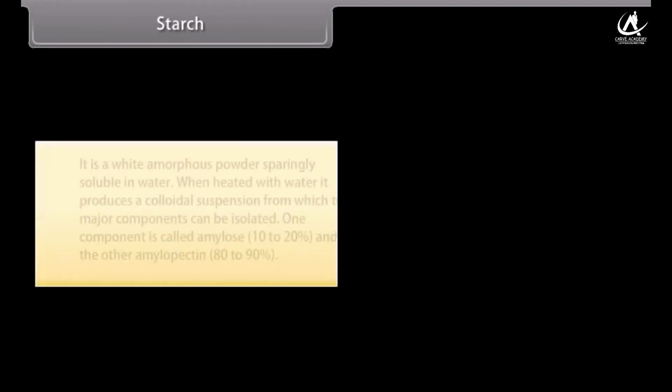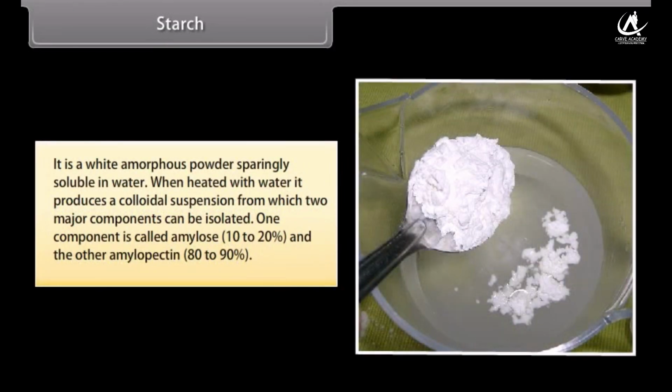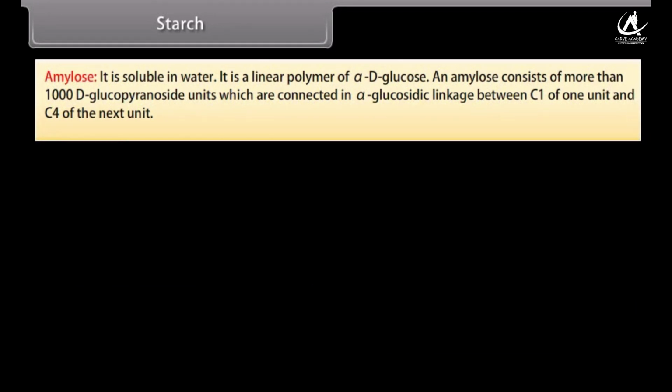Starch. It is a white amorphous powder, sparingly soluble in water. When heated with water, it produces a colloidal suspension, from which two major components can be isolated. One component is called amylose and the other amylopectin. Amylose. It is soluble in water. It is a linear polymer of alpha-D-glucose. And amylose consists of more than 1000 D-glucopyranoside units, which are connected in alpha-glucosidic linkage between C1 of one unit and C4 of the next unit.